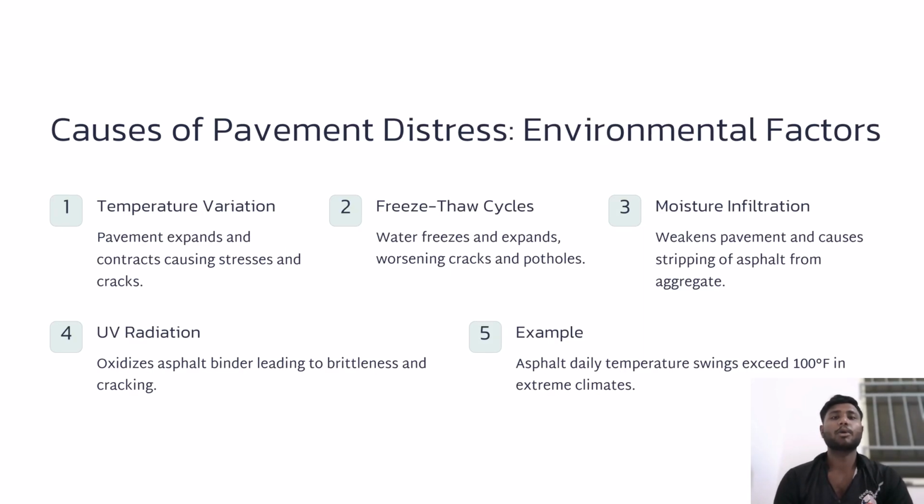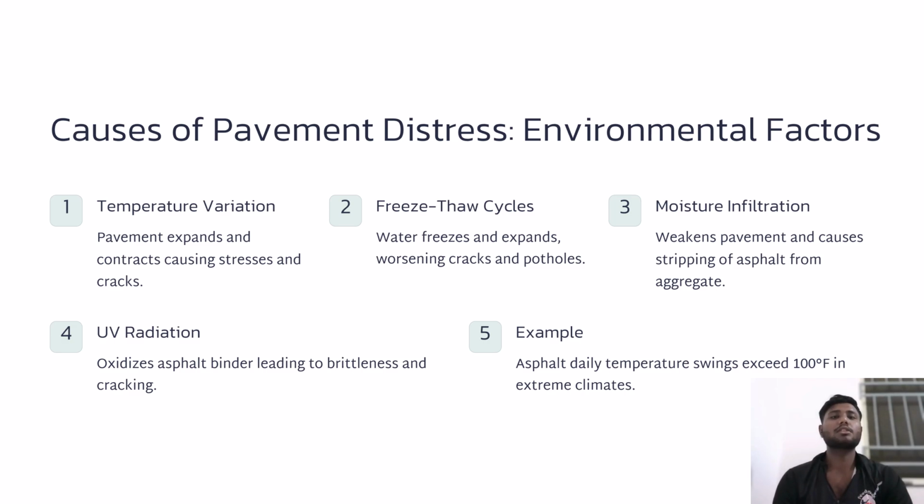The next one is causes of pavement distresses because of environmental factors. There are many environmental factors in nature, like temperature variation, freeze-thaw cycles, moisture infiltration, and UV radiation. Because of temperature variation, in India there are mainly three seasons: summer, winter, and rainy. Because of the continuous change in seasons and temperature, pavement expands and contracts, causing stresses and cracks. Due to this regular expansion and contraction, pavement distress occurs.